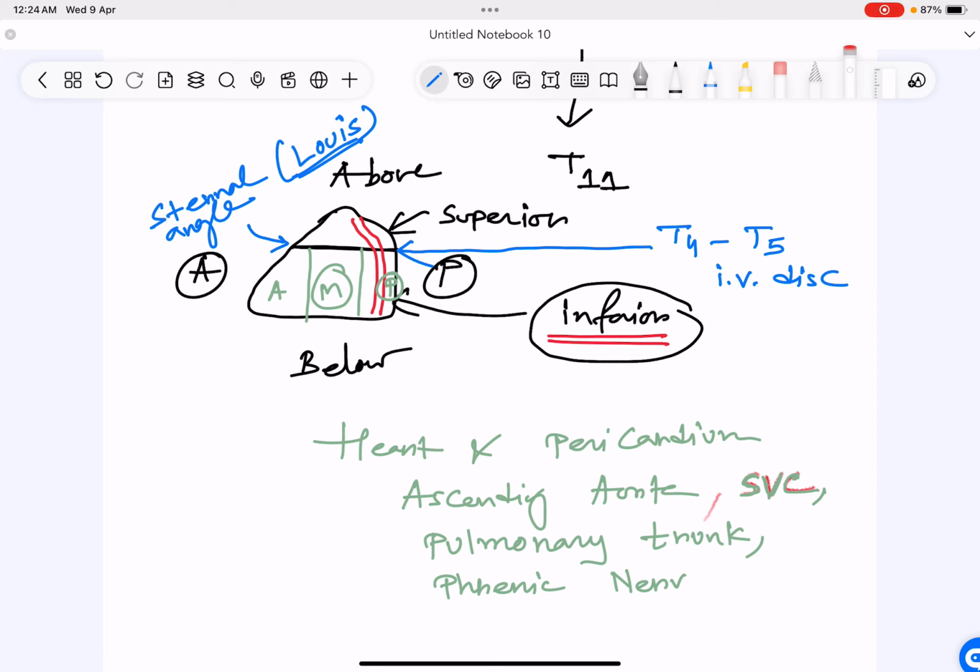Now the line which divides the superior and inferior mediastinum is, anteriorly, the sternal angle, called the sternal angle of Louis, and posteriorly the T4-T5 intervertebral disc level. So angle of Louis to T4-T5 intervertebral disc level.